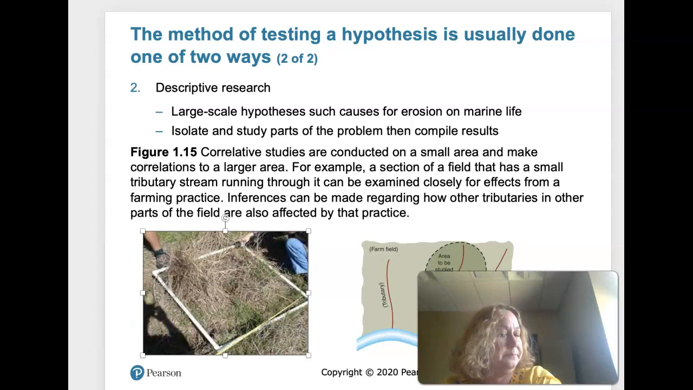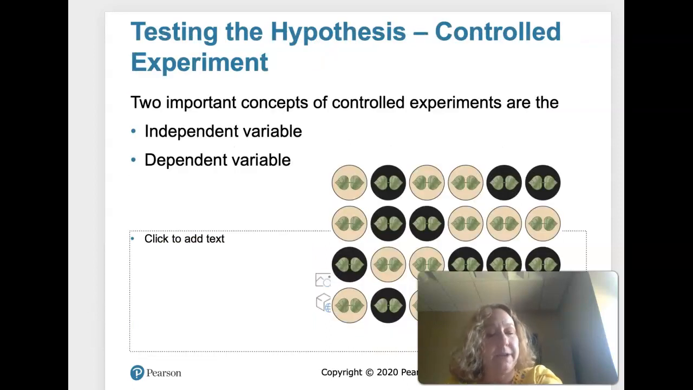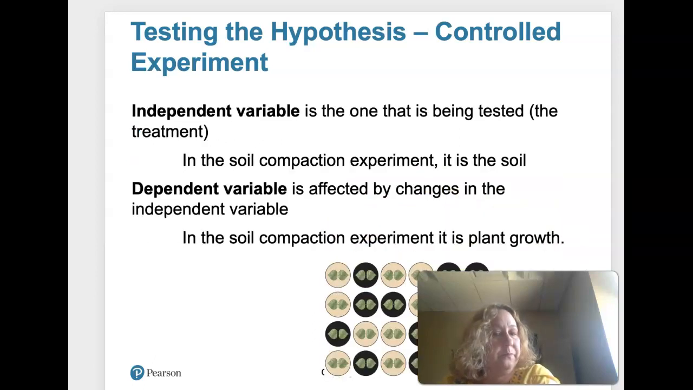Okay, back to the controlled experiment. For a controlled experiment, you're going to have two concepts, the independent variable and the dependent variable. The independent variable is the one being tested, the treatment. This is for sure going to be a multiple choice question. You've got to know this is coming. I might even make you design an experiment in an essay question. The dependent variable is what changes from the independent variable's treatment.